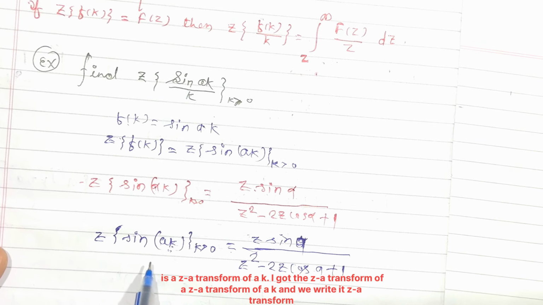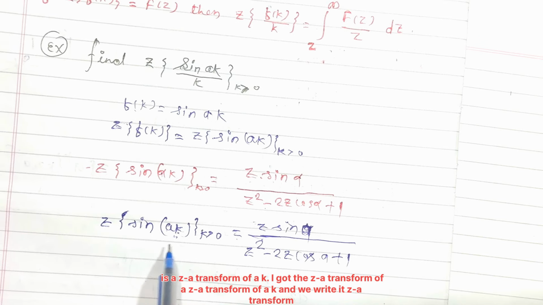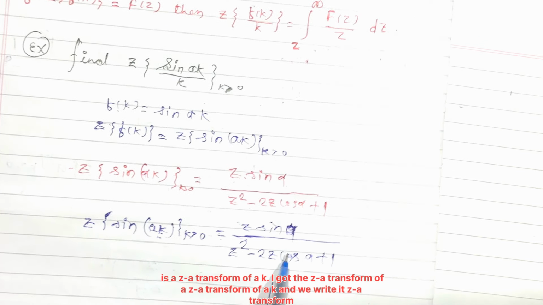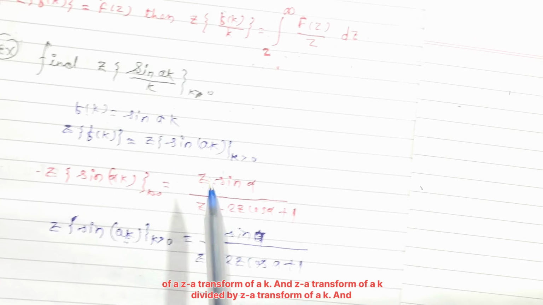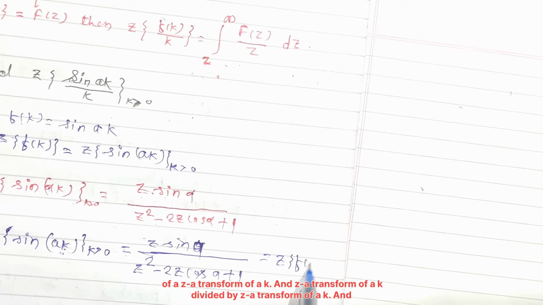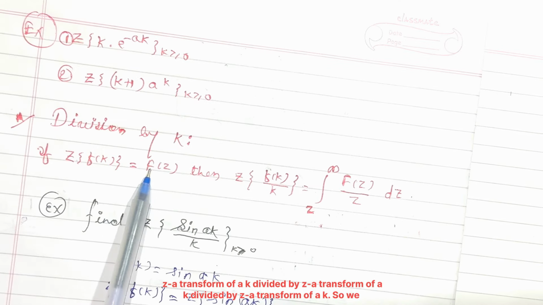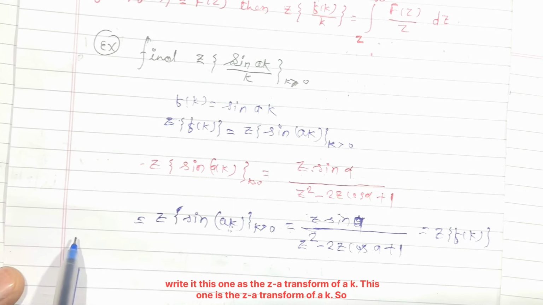This one is a z transform of a sequence alpha k. We write the z transform of the sequence alpha k as the z transform of f of k, and the z transform of f of k is defined as f of z.